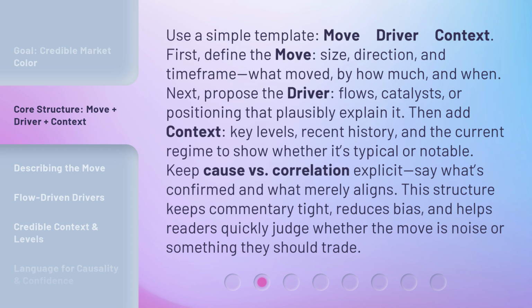Keep cause versus correlation explicit. Say what's confirmed and what merely aligns. This structure keeps commentary tight, reduces bias, and helps readers quickly judge whether the move is noise or something they should trade.